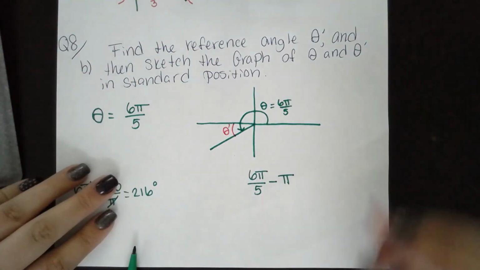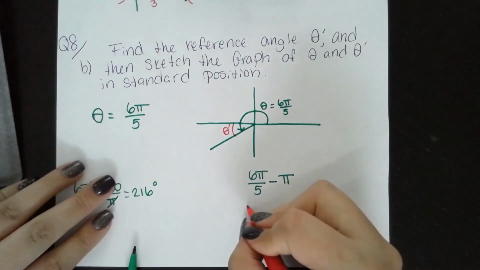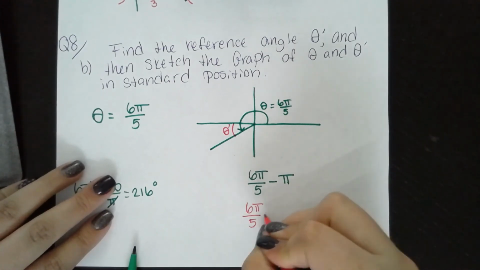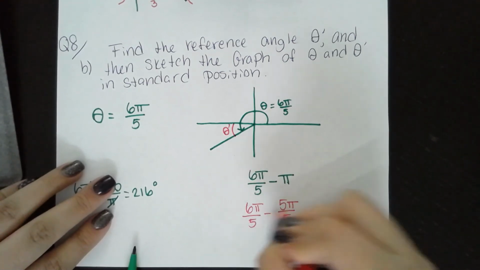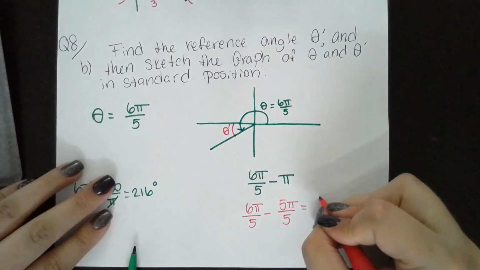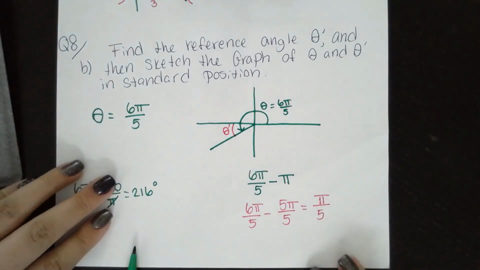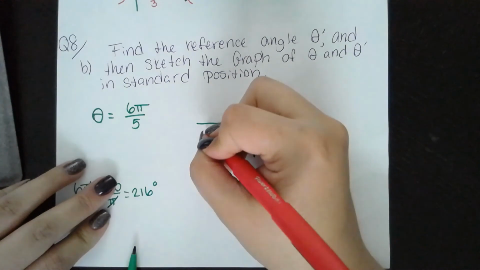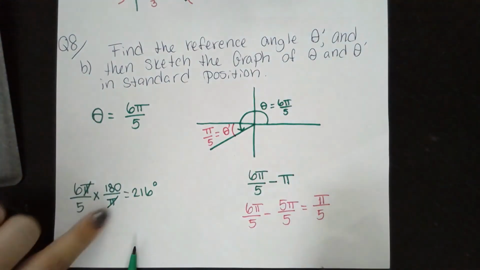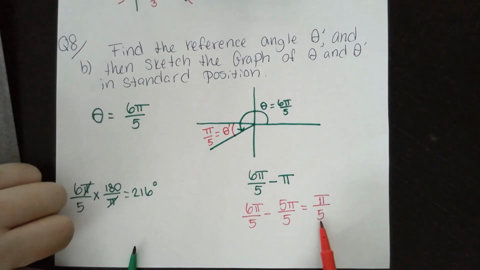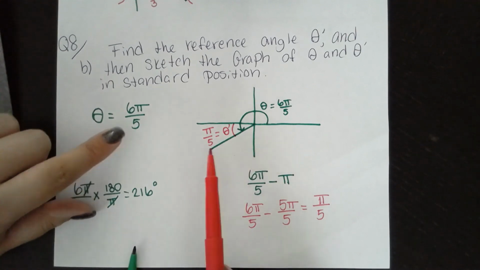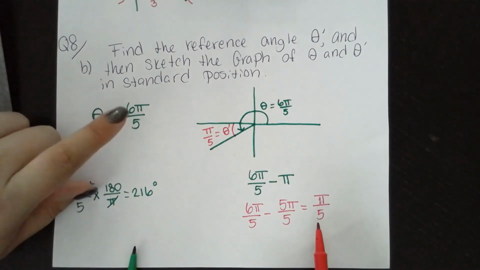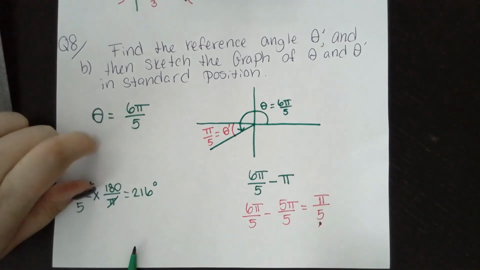So that's the point for drawing it. This one would be 6 pi over 5 minus, I have to have common denominators, so it becomes 5 pi over 5, and I subtract. 6 minus 5 is pi over 5. Please, please, please, when you are working this, make sure that you are leaving your answers in radians. If you're going to convert to degrees to figure out where your angle lies, that's fine, but if you're given radians, you need to leave the answer in radians, and that's it.